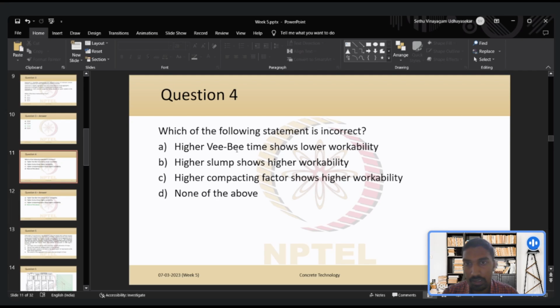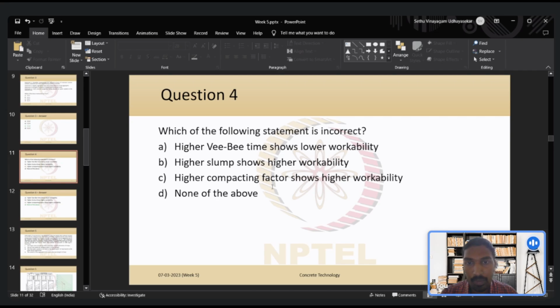So in terms of VB time, higher time means lower workability, right? So that is true. And then in terms of slump, it is the reduction in the height, right? So when there is a higher slump, it means that there will be higher workability as well.